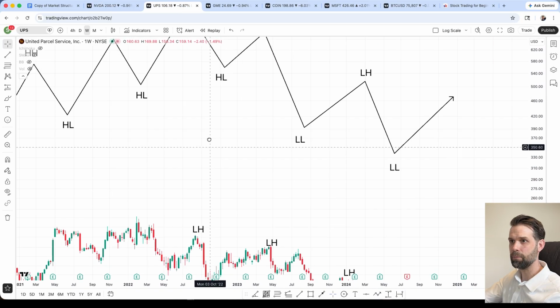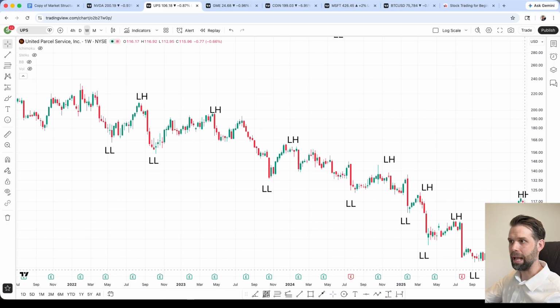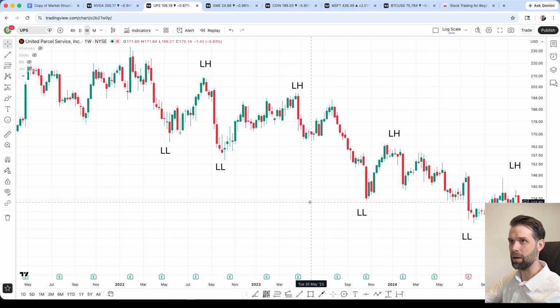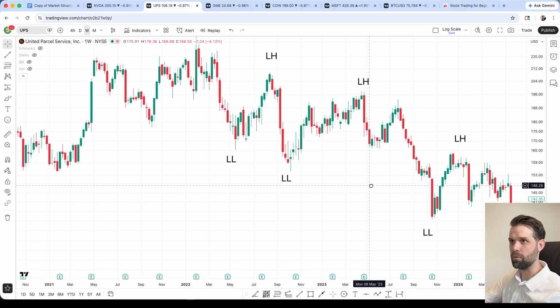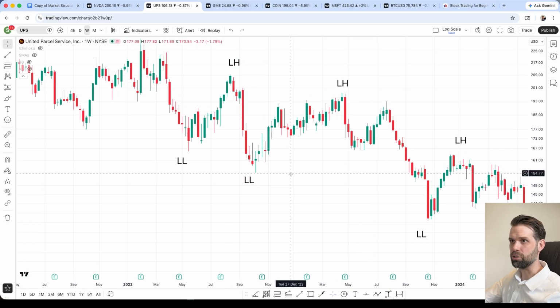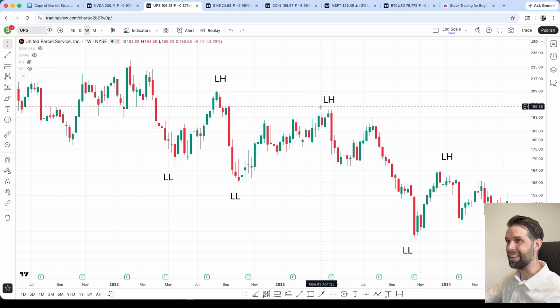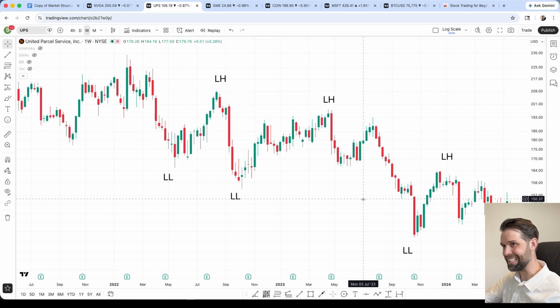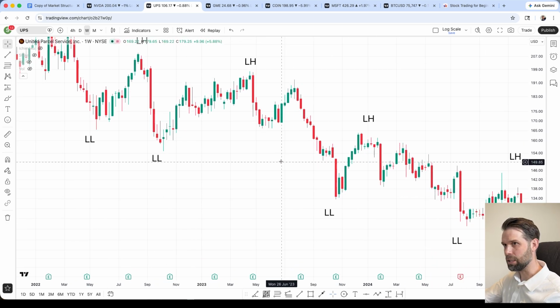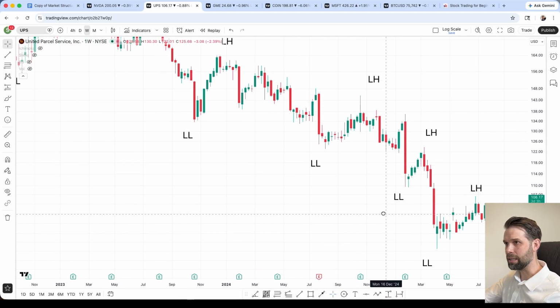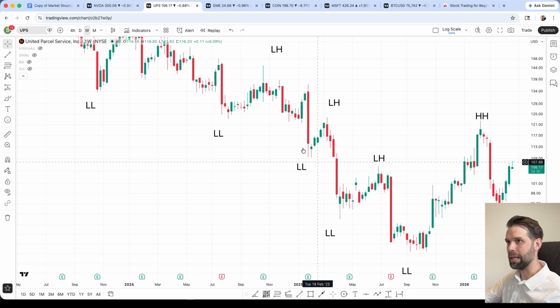Now, if we look at UPS, we can see we have a downtrend. We can zoom in here, and I've gone ahead and labeled some of these for this demonstration. We'll start somewhere here. This low is lower than the previous low. This high is lower than this previous high. So it's a lower high, lower low. We make another low that's lower than this one. We make another high that's lower than this one. We are trending down. And then this low is lower than this one. This high is lower than this one. It's a lower high, lower lows, lower highs, lower lows, all the way down into this area.